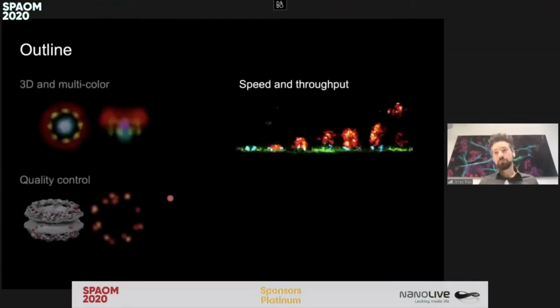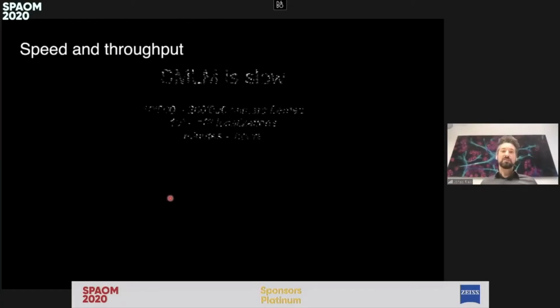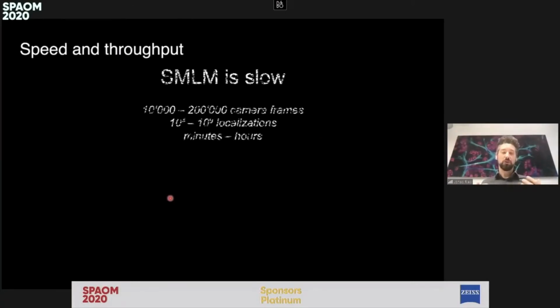So now I want to switch gears and talk about speed and throughput in single molecule localization microscopy. So single molecule localization microscopy is really an annoyingly slow technique. It takes minutes to hours to acquire the 10,000 to sometimes even 1 million camera frames that we need to reconstruct a single super resolution image.